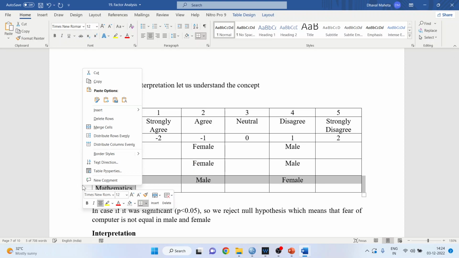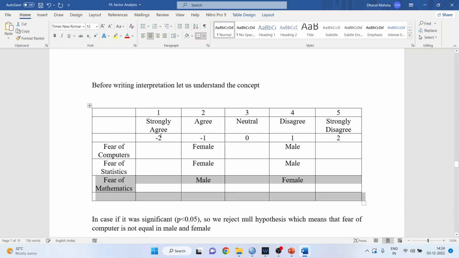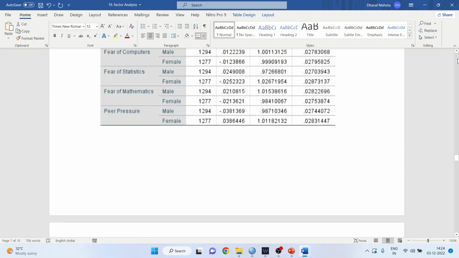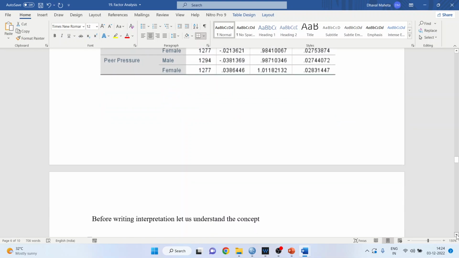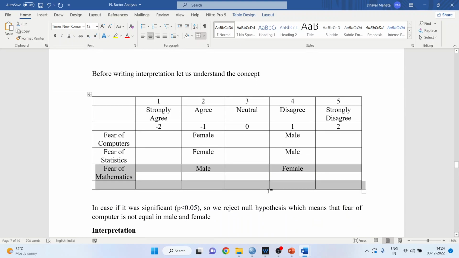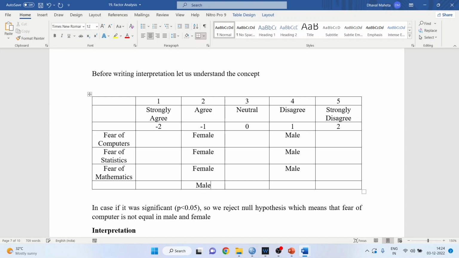Let me insert one more column. And the last one, peer pressure. Here, male is negative, mean value, and female is positive. This means that I will write down male on this side. I'll have to change this also, because female was positive, so I'll change this in the previous case. This is male. And in case of peer pressure, this is male and female. And here it is peer pressure.